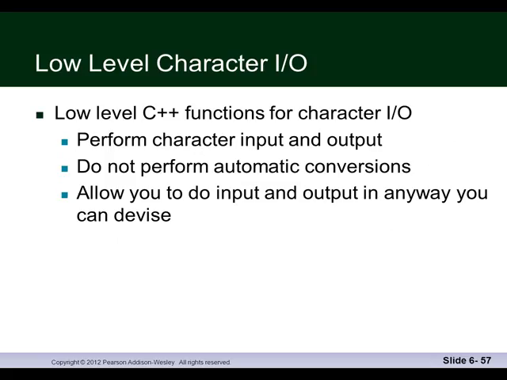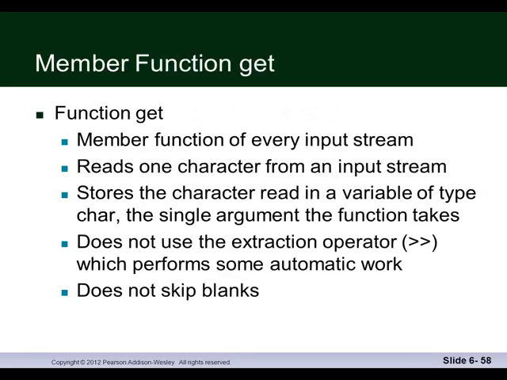So there are some functions available to these things, so we can do the input and output. Remember, this is going back to the classes and objects. We have the object for this. For cin and cout, we have some functions related to those objects that we can use, and for this one we have some functions that we can use for the character. Do not perform automatic conversions, allow you to do input and output in any way you can devise.